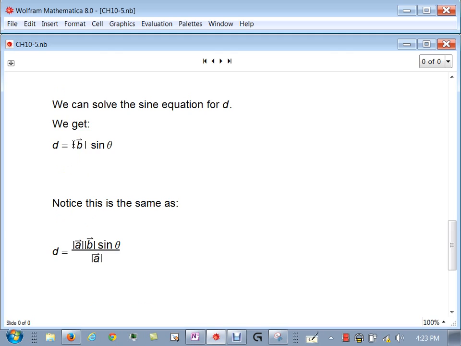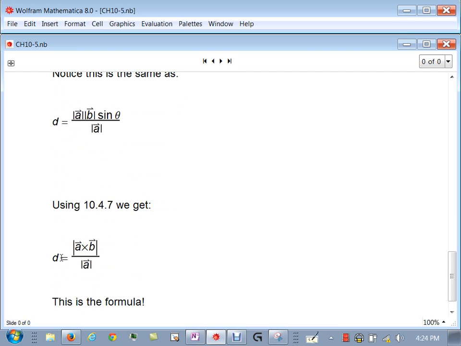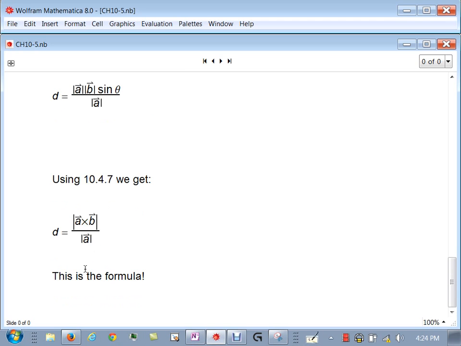What happens here is a magnitude of A over magnitude of A is introduced. The reason it's done is because what is the top? That's your magnitude of your cross product, that formula we had. So the distance becomes the magnitude of the cross product of A and B over the magnitude of A, and that's the formula for it.